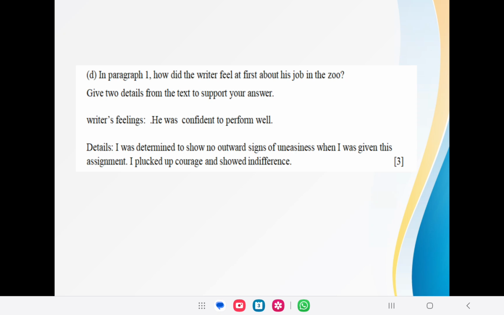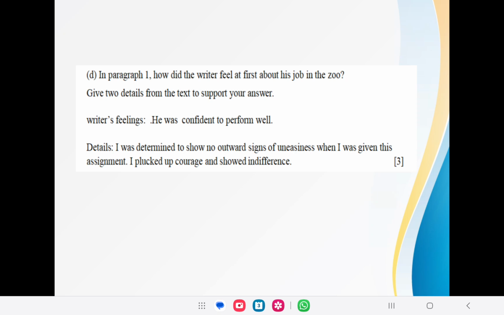If you have written that the writer was very excited at first, while he got his job in the zoo, then the details that you write must show the evidence of that happiness. You cannot write in the feeling that the writer was excited, the writer was happy, but in the detail write something that shows that the writer was confused, perplexed, not happy, disappointed. So if you are choosing a detail, you have to stick to that feeling.